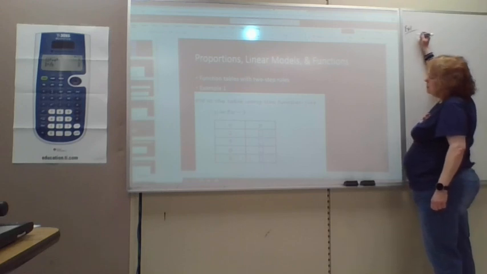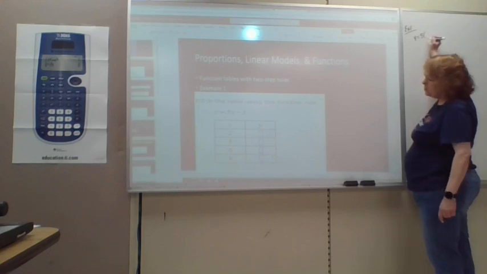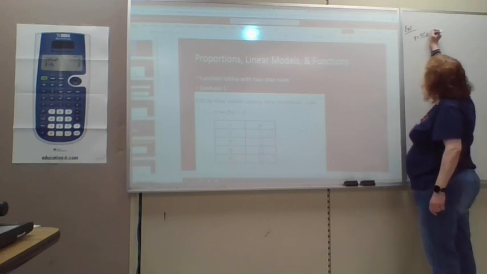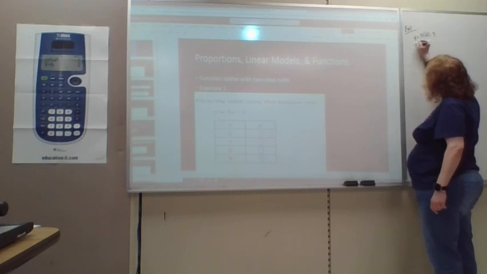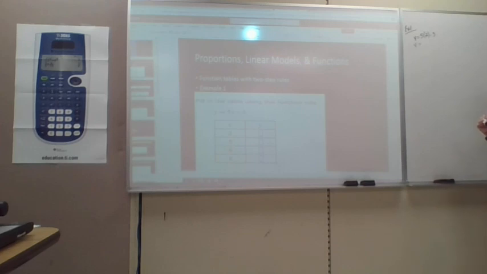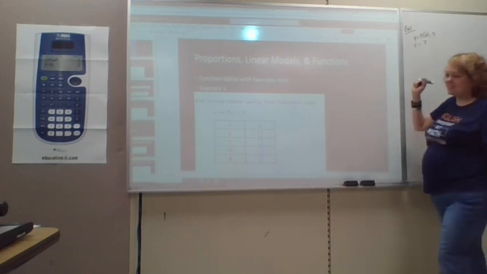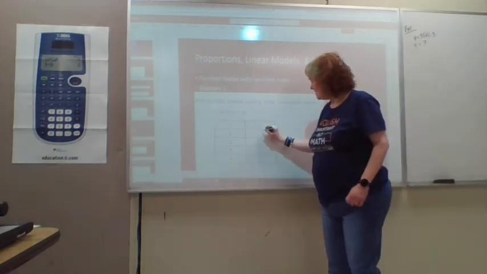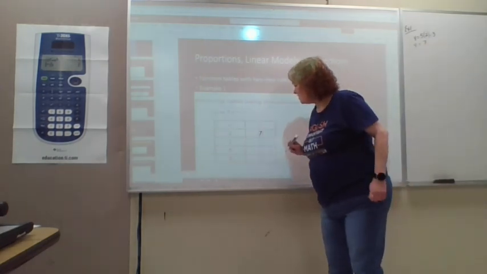Example 1. We have y equals 5 times x minus 3, and we're going to substitute the 2 in, right? 5 times 2 minus 3. So what is 5 times 2 minus 3? 7, yes. Not a trick question. So you put a 7 here.